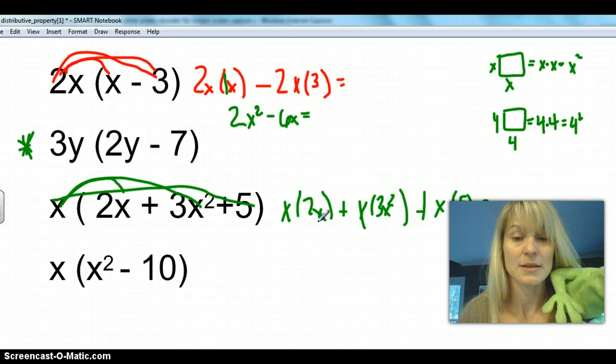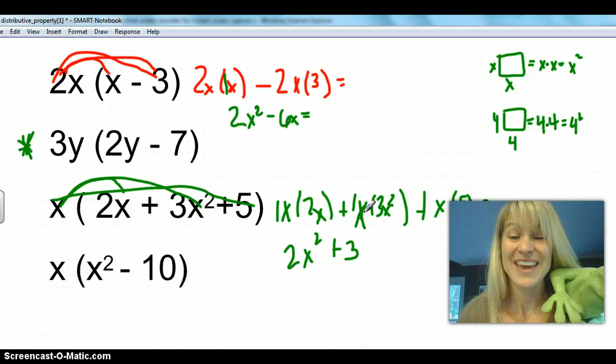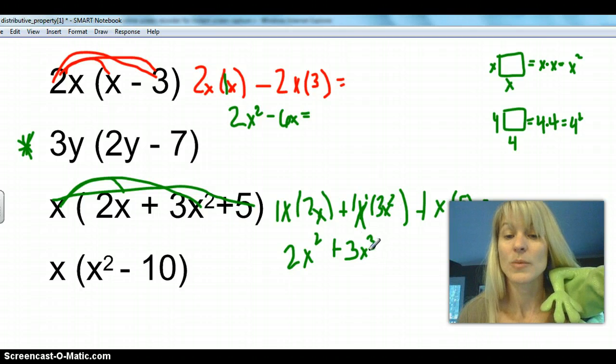So again, similar to above, 1 times 2 is 2. X times x, remember that's x squared, plus, this one's an x, again, 1 times 3 is 3. Now we have x times x squared. So this is 1x, this is 2x, so together we have x to the third power. Remember, the rule of exponents is you add them when you multiply variables. And then the last one is x times 5.